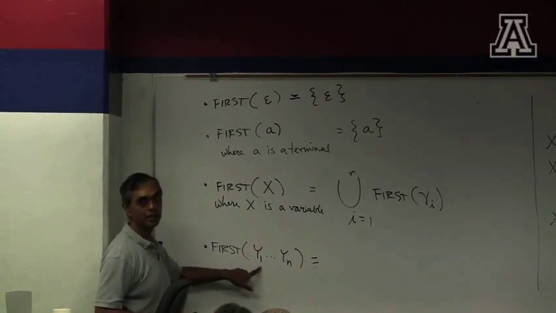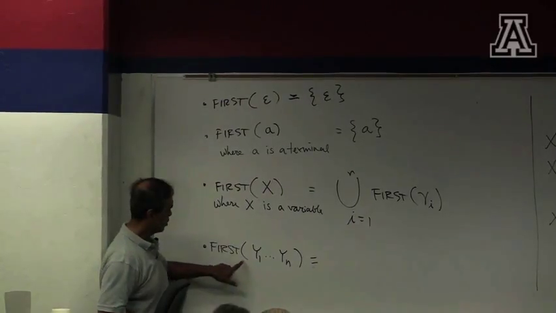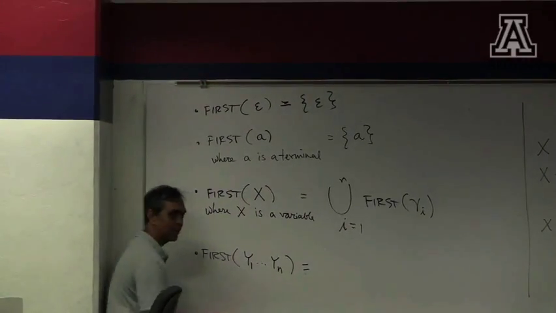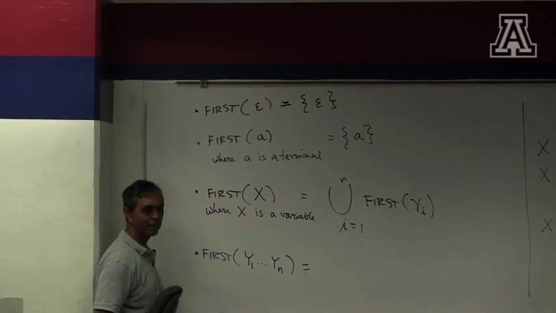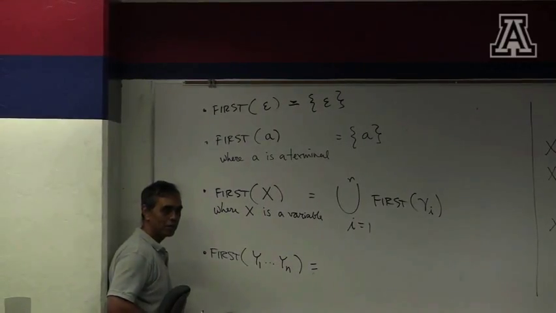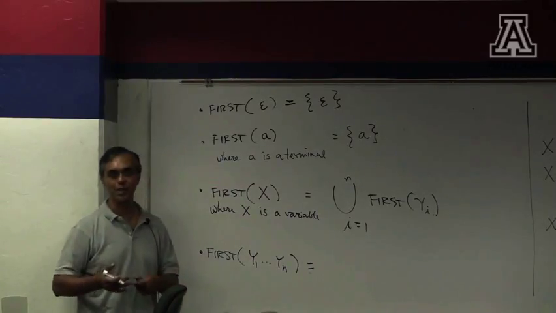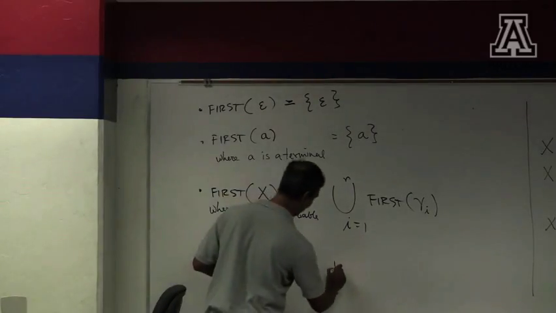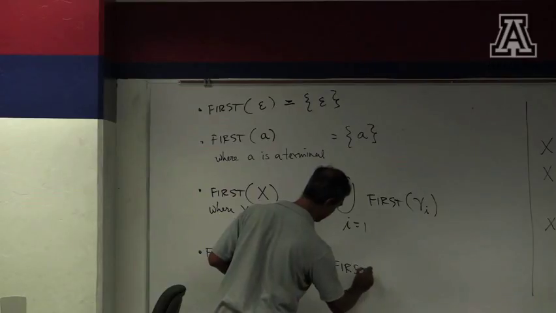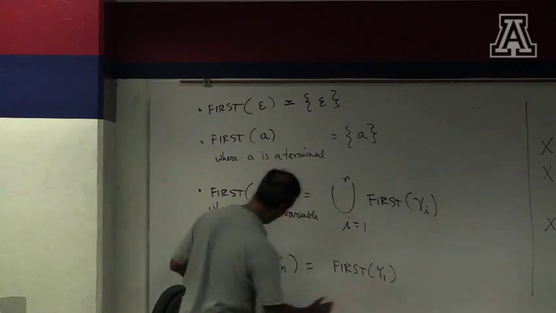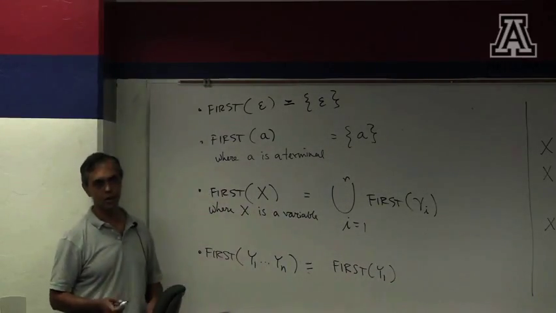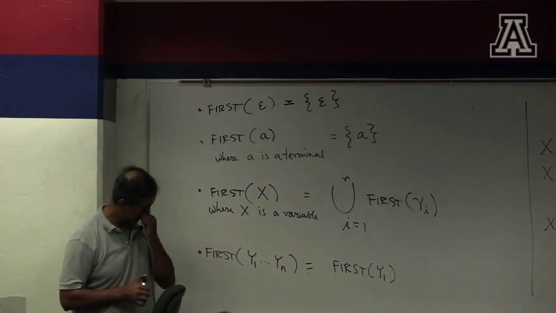So let's come back over here. First of a sequence of grammar symbols y1 through yn. Let me get it started, and then I want you guys to finish it for me. So I do the easy part, and then you guys do the hard part. This is going to be equal to first of y1. First of y1 is in there. Then what?